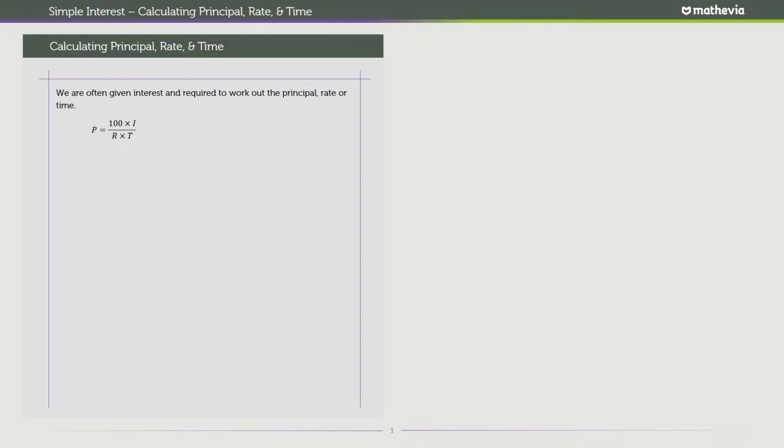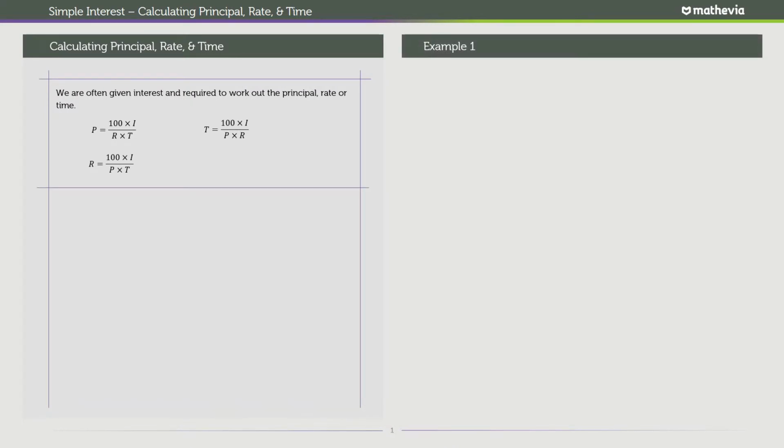So if you're looking to find principal, multiply interest by 100 and divide by rate times time. If you're looking to find rate, multiply interest by 100, divide by principal times time. If you're looking to find time, you probably guessed it, multiply interest by 100 and divide by principal times rate. And that's it. Very simple, very straight. Let's go ahead and do some examples.